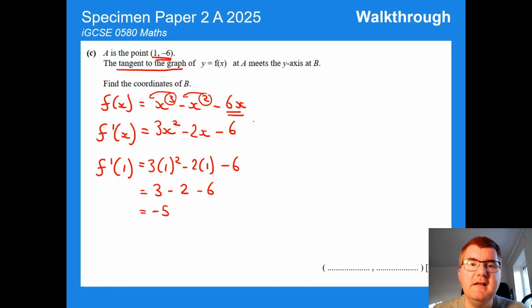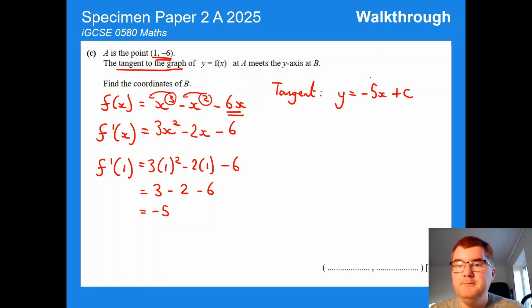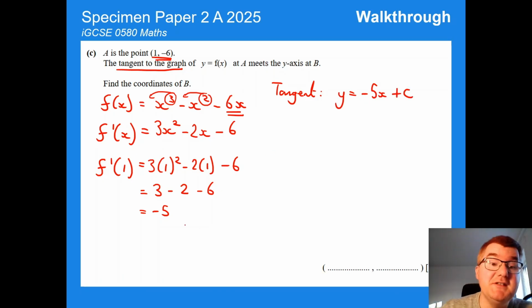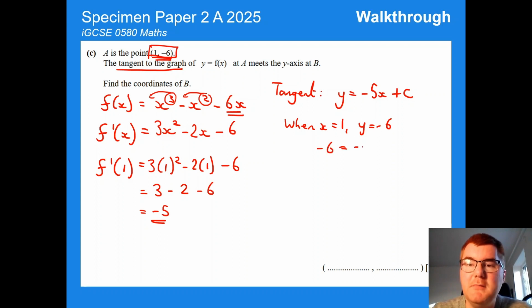So that means then that this tangent line has the equation of y equals minus 5x plus c, because this is what the minus 5 gives us. It gives us the gradient of the tangent line. Now to work out the y-intercept, we can then just put in this coordinate. So when x is 1, y is minus 6. That gives us minus 6 equals minus 5 plus c. That gives us c then as minus 1.